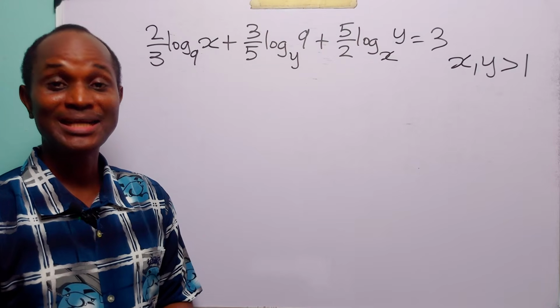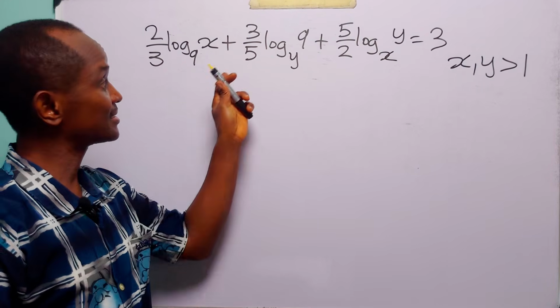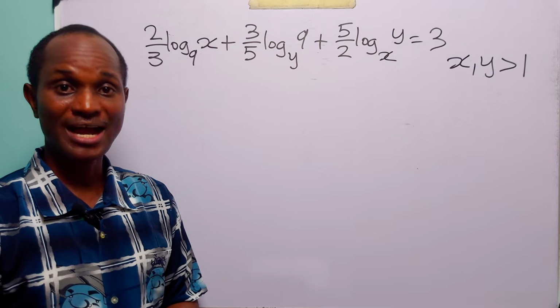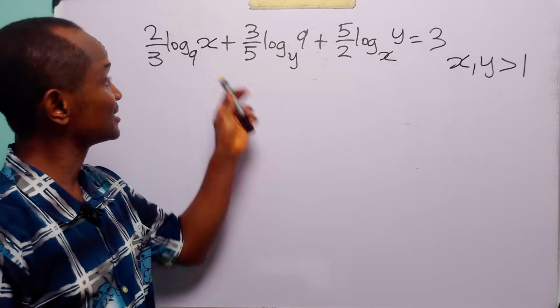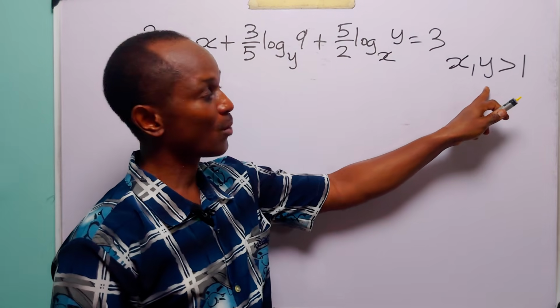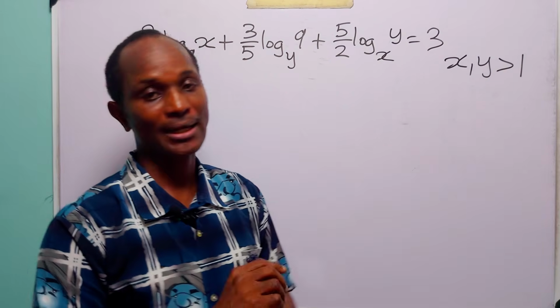Hello and welcome. In this math tutorial, our task is to find the value of x that satisfies this logarithmic equation. Now, the only information we have about x and y, that is the unknowns in this equation, is that both x and y are positive real numbers greater than 1.